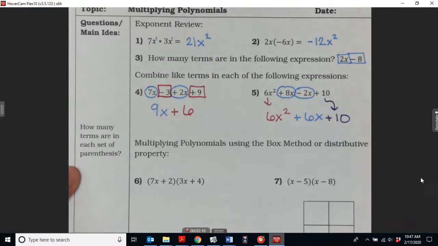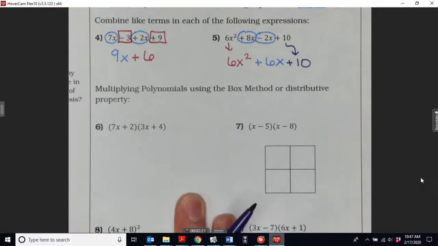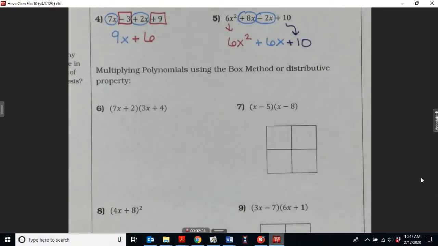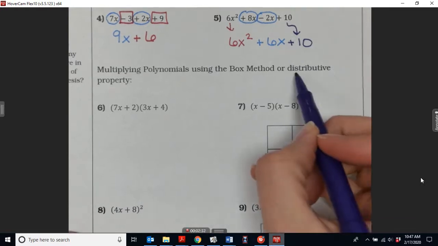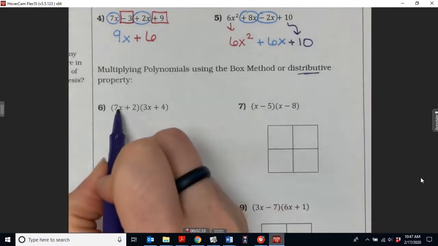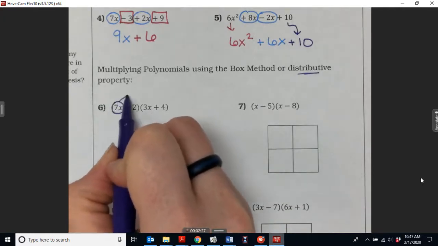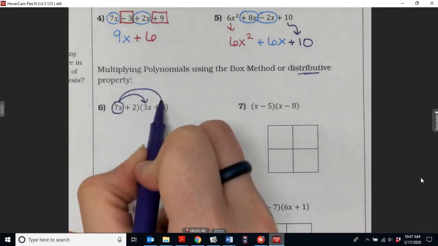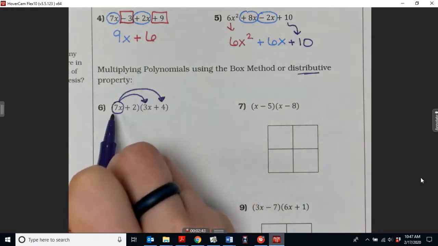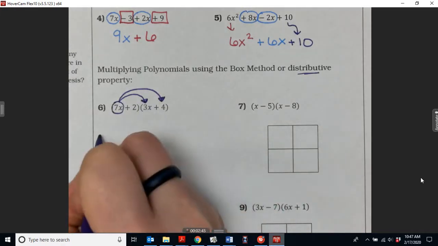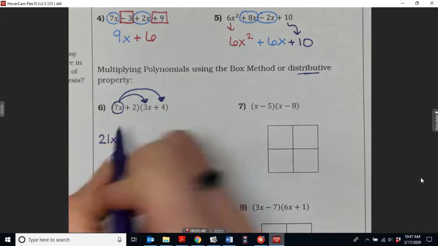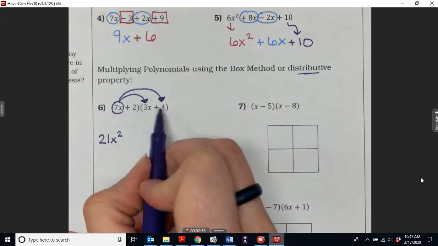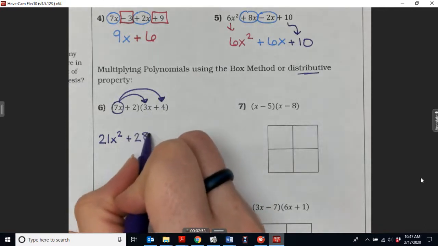So the question here is how many terms are in each set of parentheses? And that's very important if you use a particular method. So there are 2 ways that I'm okay with you multiplying polynomials. One way is by using distributive property, which says that you take the first term and you multiply it by everything in the second set of parentheses. So 7x times 3x is 21x squared. 7x times 4 is 28x.